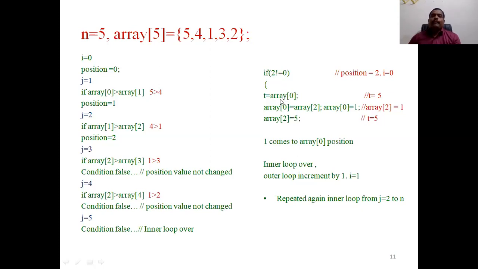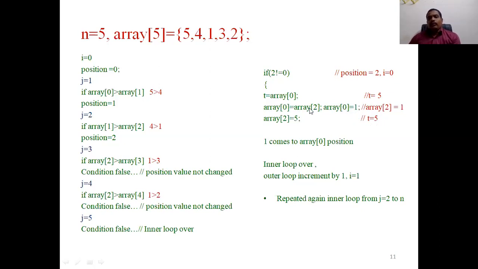So we are changing. Array of 0 value 5 will be assigned to the t. So t equal to 5 now. T is the temporary variable. So if you want, you can use temp or some other variable. I am using t here. So next, array of 2 value is assigned to array of 0. What is the array of 2 value? Array of 2 value is equal to 1. The 1 will be assigned to array of 0. That is the first position. So now we are assigning the minimum value to the first position.